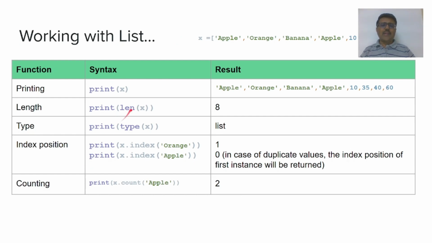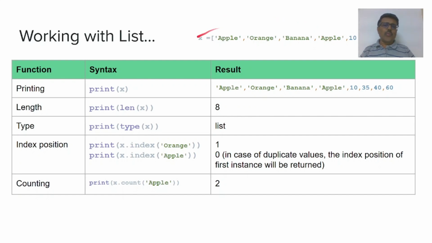So now let us take a sample example. Let us take the list having the values here. You can see it now. I've given X, apple, orange, banana, again apple, then 10, 35, 40, 60. This data set is purposefully created to demonstrate that duplicate values are allowed. At the same time, it can also have strings, integers, or different types of data. I just want to demonstrate that part.